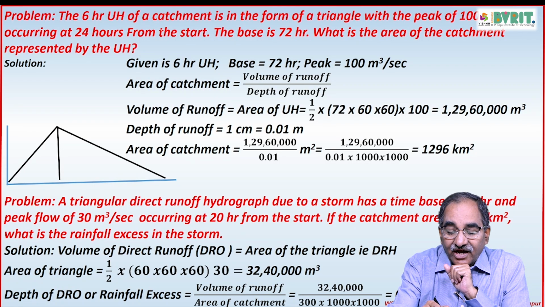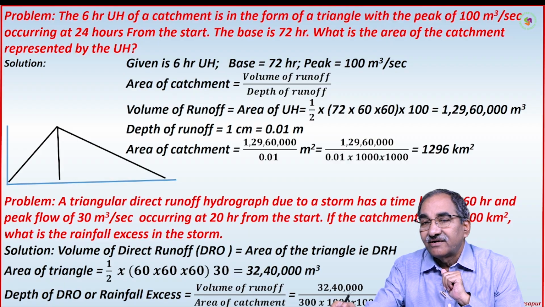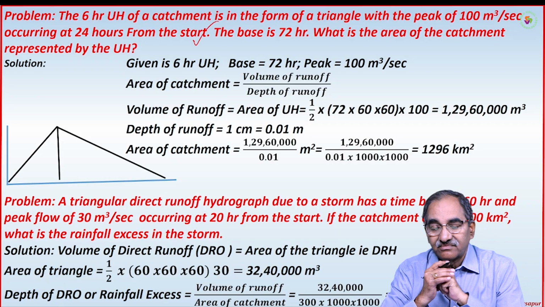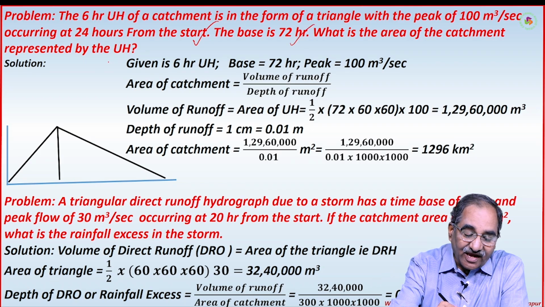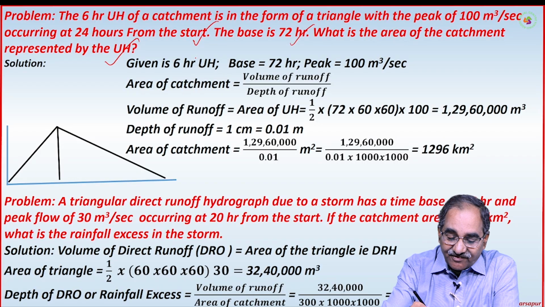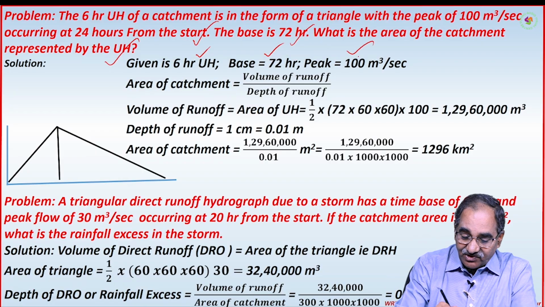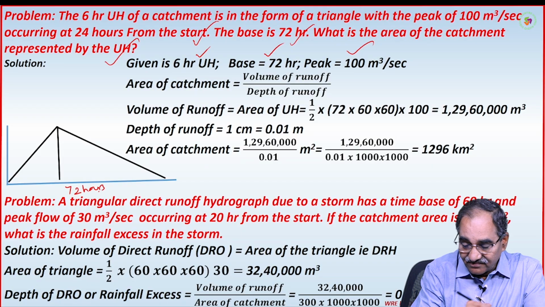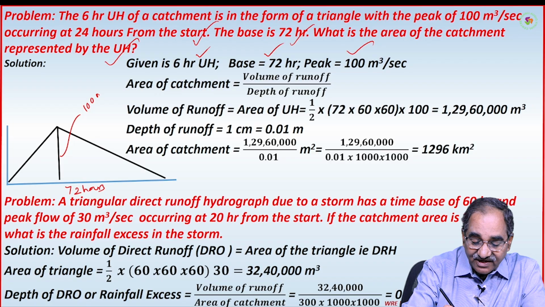The 6-hour unit hydrograph of a catchment is in the form of a triangle with the peak of 100 meter cube per second occurring at 24 hours from the start. The base is 72 hours. What is the area of the catchment represented by the unit hydrograph? Given is the 6-hour UH. Base is 72 hours. Peak is this much. Suppose I draw this. So, base is how much? 72 hours, right? Peak is how much? 100 meter cube per second.